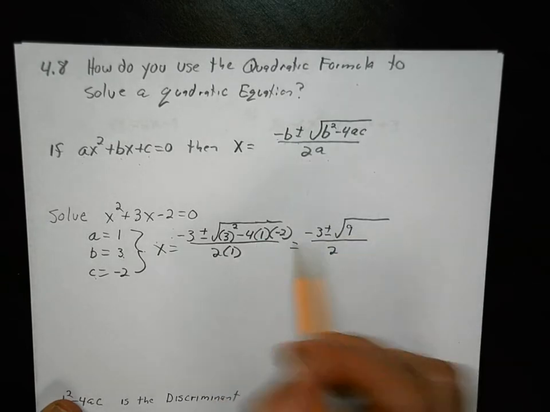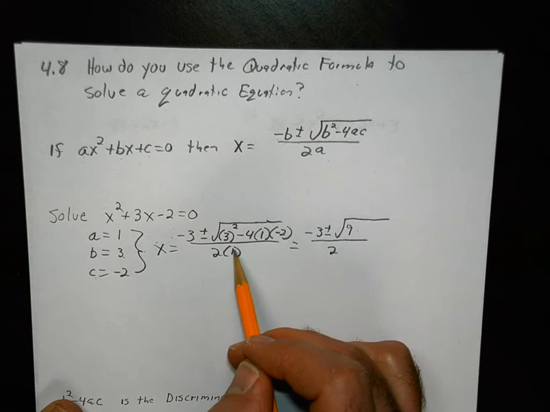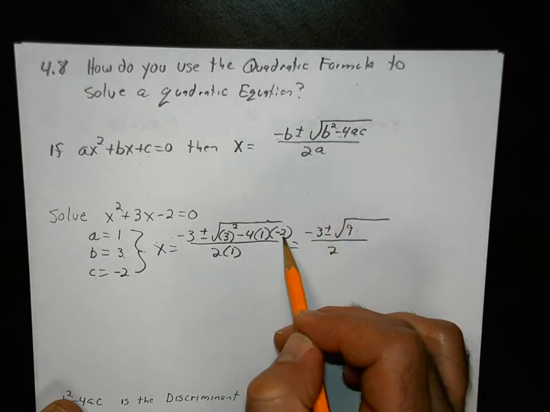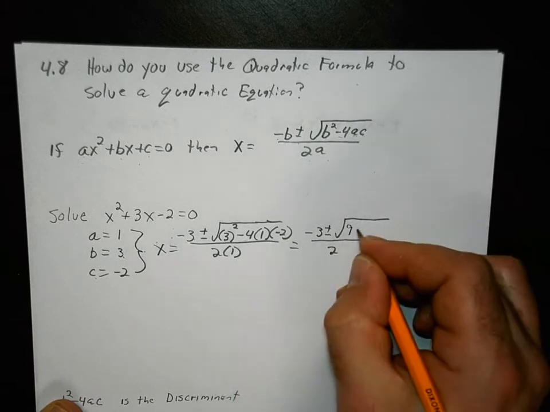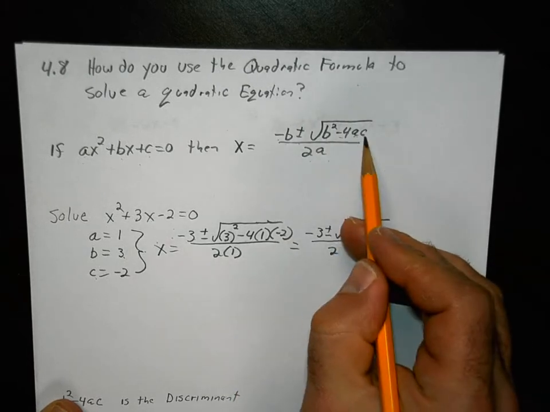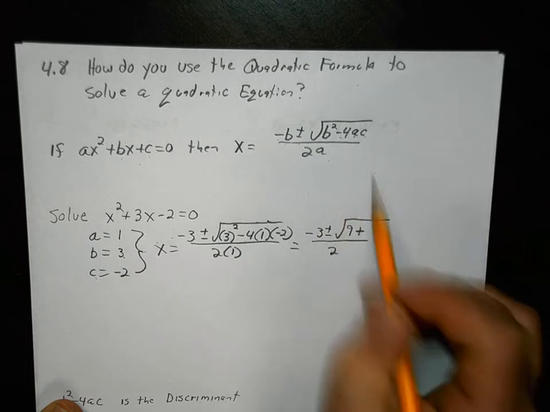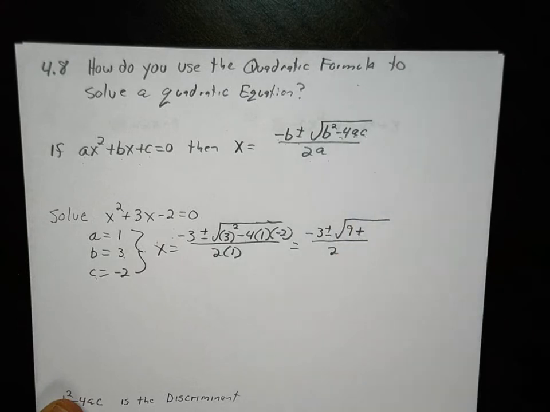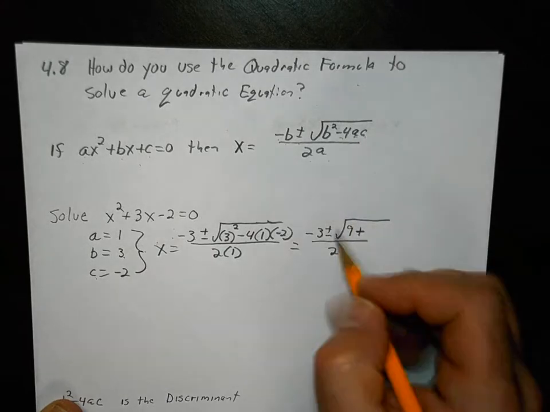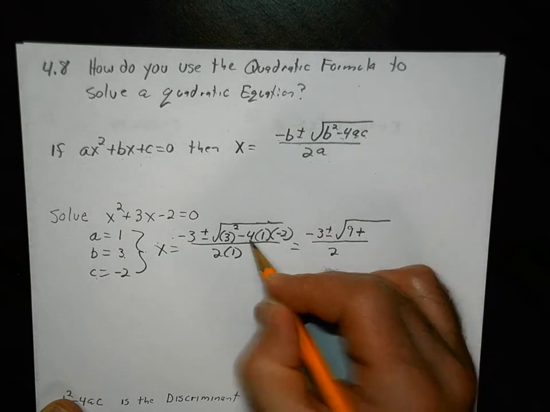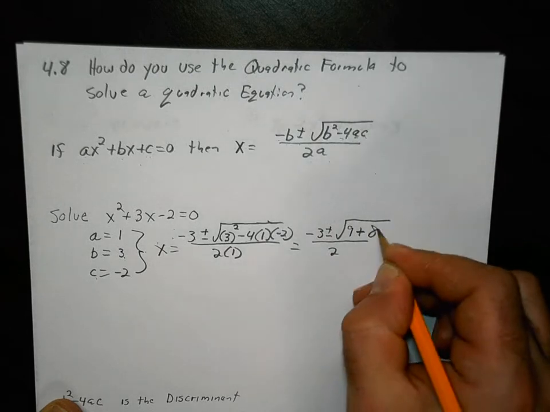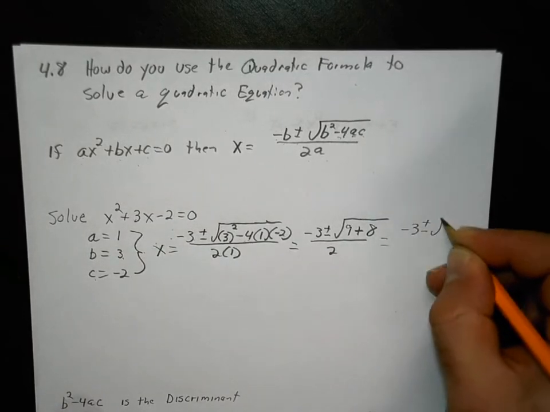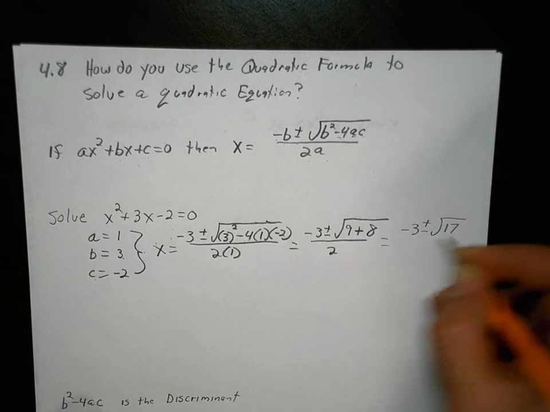Then I always look at, what's my sign going to be? Is it going to be plus or minus? So this is always minus. So if either a or c are negative, in this case c is negative, I'll have a negative times a negative, it's going to become positive. If they're both positive, then it'll be a minus. If they're both negative, then I'll have a negative times a negative times a negative, so I'll still have a negative there. Okay, so let's see. -4 times 1 times -2 would be 8. So then I rewrite this as -3 plus or minus the square root of 9 plus 8, which is 17, over 2.